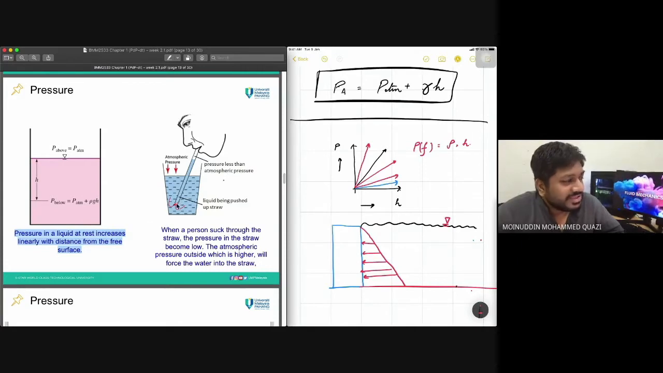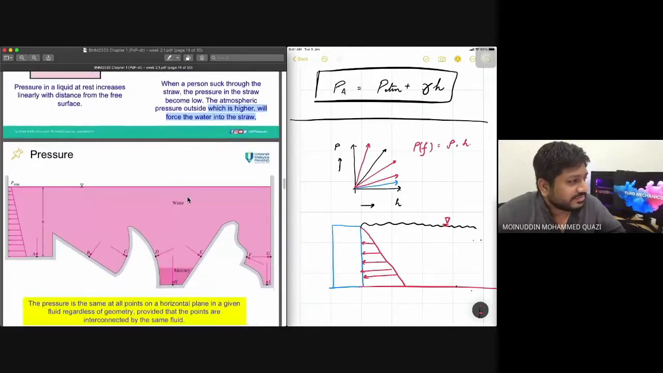Whenever you are sucking fluid with the help of a straw, you suck and reduce the pressure in this area. When you reduce the pressure in this area, the atmospheric pressure pushes the fluid in towards your mouth. So when a person sucks through the straw, the pressure in the straw becomes low. The atmospheric pressure outside, which is higher, will force the water into the straw. Okay, so this is the principle.